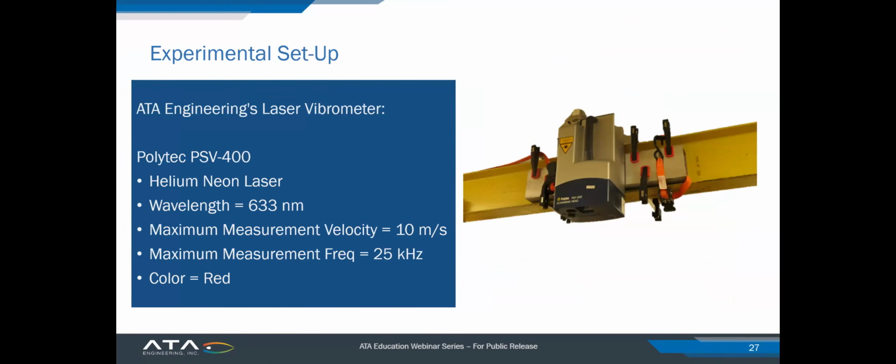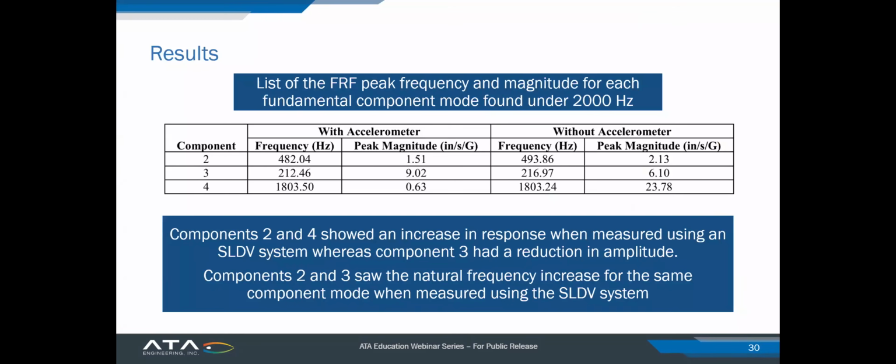And so I put too many animations. For components 2, 3, and 4, we did see some changes. So for components 2 and 4, we saw an increase in the amplitude of their response. Component number 2 had about a 1/3 increase in its response, whereas component number 4 saw a drastic increase in the level of response. Whereas component number 3 actually had a reduction in the amplitude here.